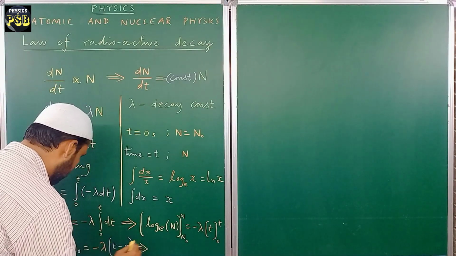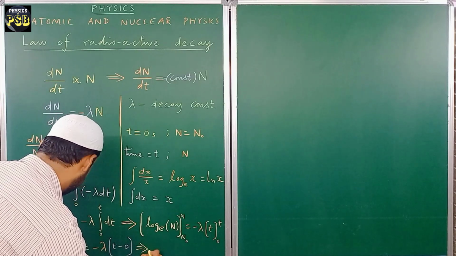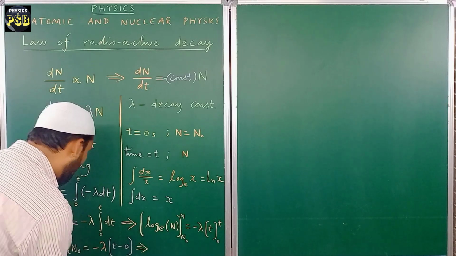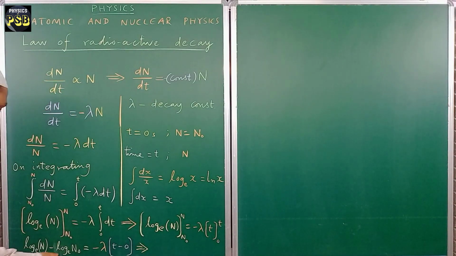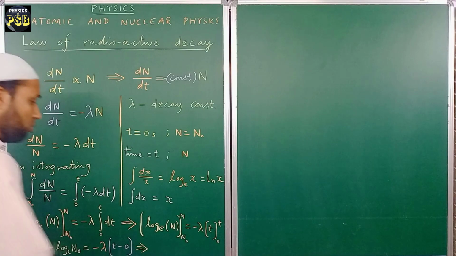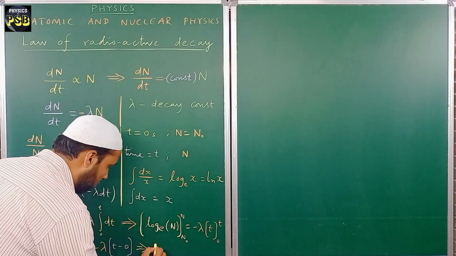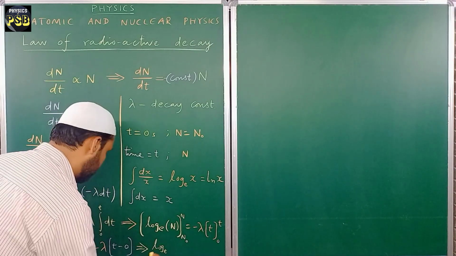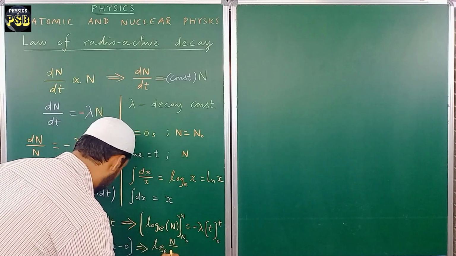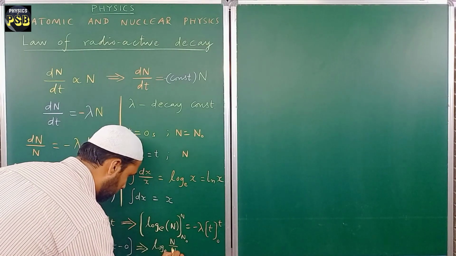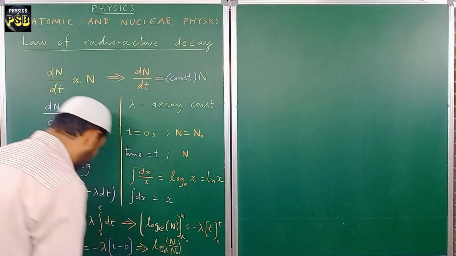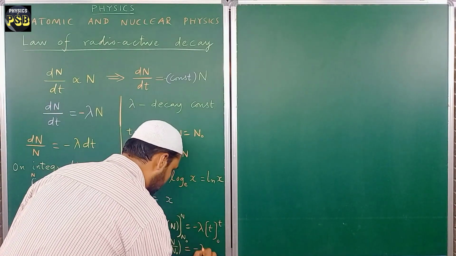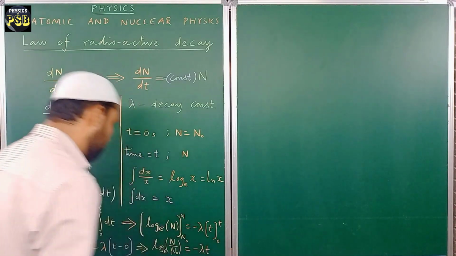can be written as here, in a log, when we subtract, in log, the subtraction is just equal to division. So this can be written as log of n upon n naught. And this one is equal to minus lambda t. Okay.